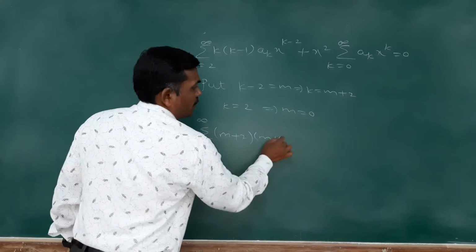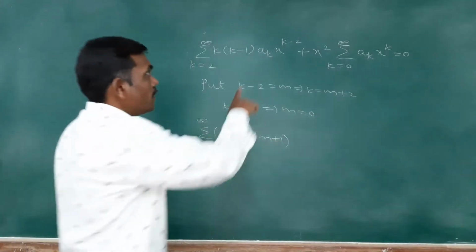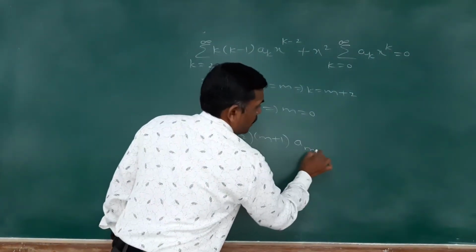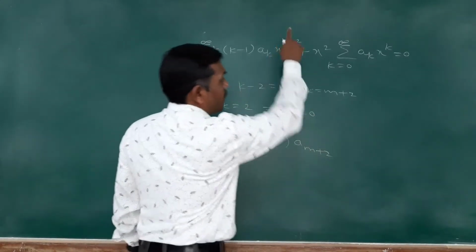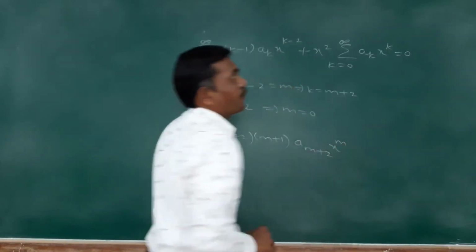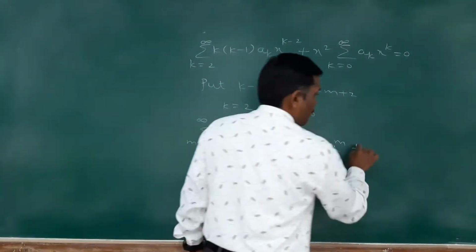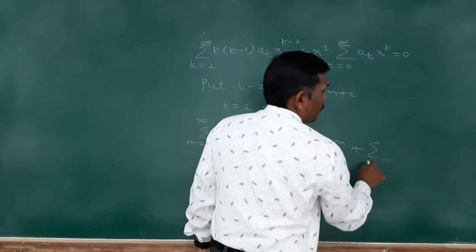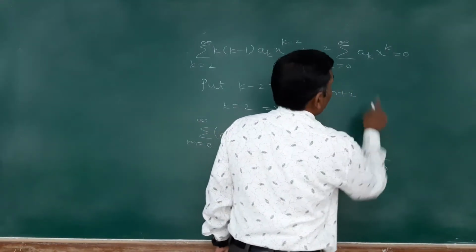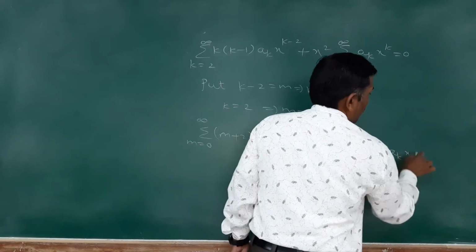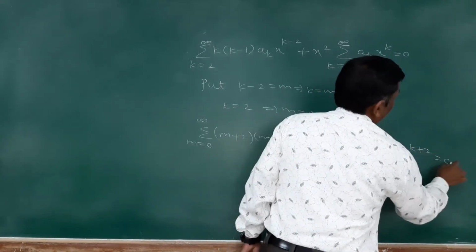So this series we can write as summation m = 0 to infinity (m+2)(m+1) a_(m+2) x^m, plus summation k = 0 to infinity ak x^(k+2) is equal to 0.